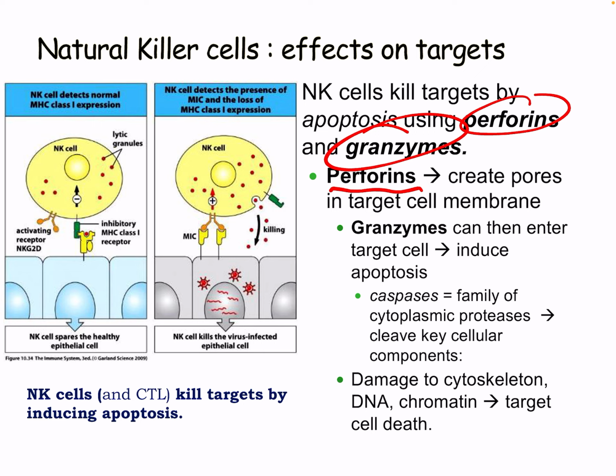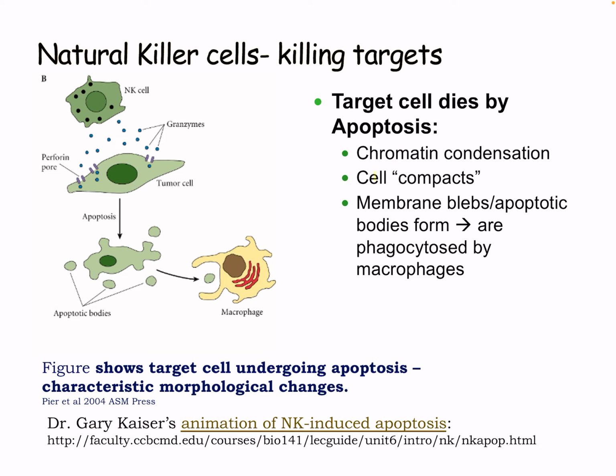And we also have caspases, which are a family of cytoplasmic proteases that cleave key cellular components. All of these result in damage to the cytoskeleton of the cell, its DNA, and its chromatin, and cause cell death. So again, the target cell dies by apoptosis. It's important to remember that apoptosis is an organized cell death, compared to necrosis or pyroptosis, which are more harmful to the host. This is targeted and very strategic.